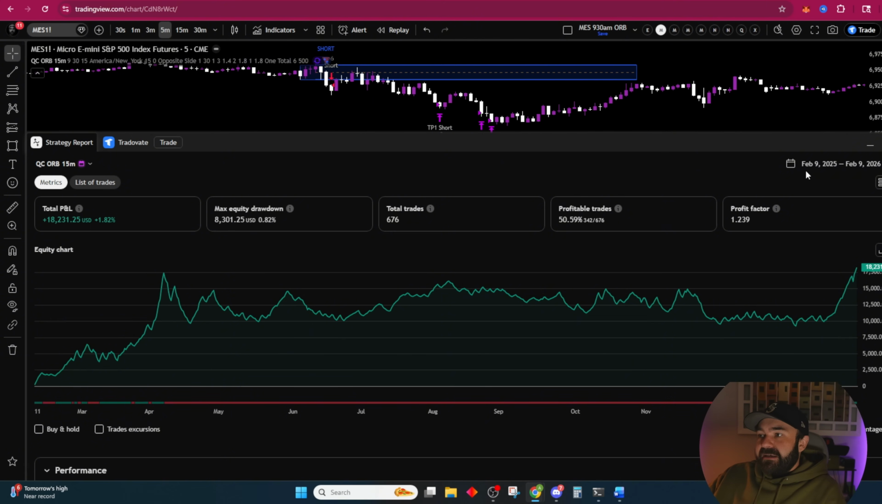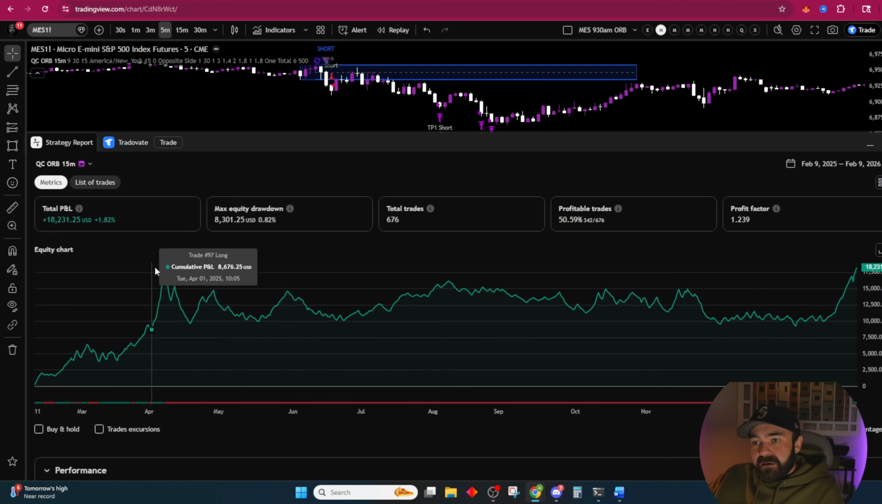So right here, over the last 365 days, February 9, 2025 to February 9, 2026, total P&L $18,231. Your max equity drawdown would be $8,301. Let's talk about a time where this would be crucial for prop firm account traders. Look at this valley right here that you go down into. If you have a $2,000 drawdown, let's say, on a prop firm account, you're going to lose your account during this time. If you're a real money trader, things like this don't really matter. If you're using your live account, let me take that back. It matters, right? You're losing money.